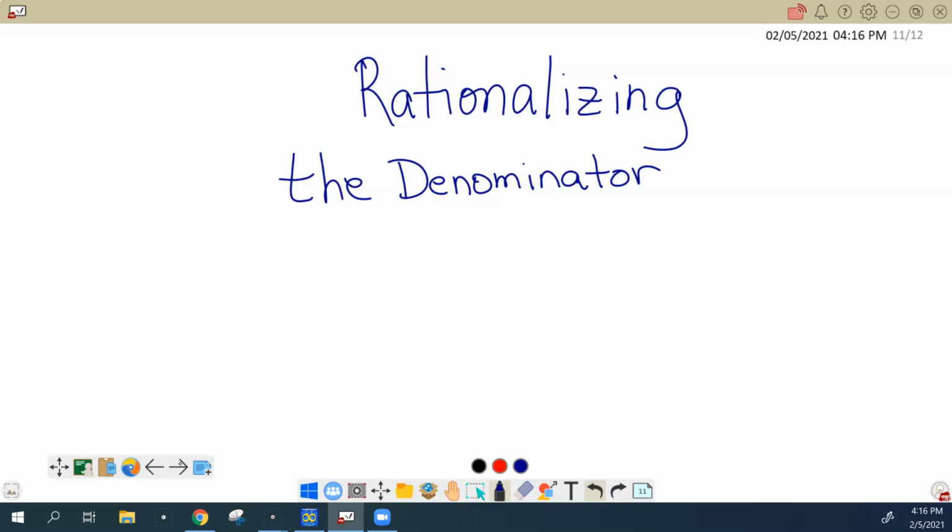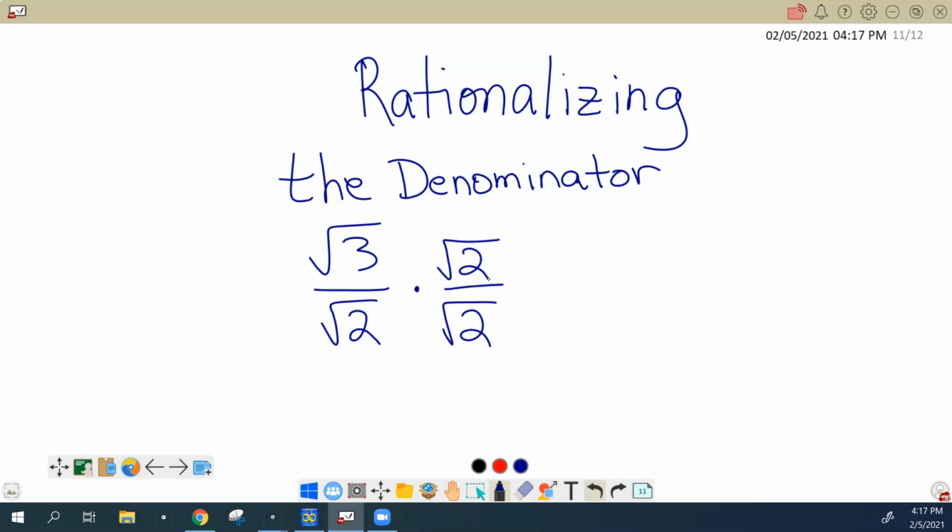Say, for example, we have the square root of 3 again, divided by root 2. Well, we want to get rid of that root 2 in the denominator. So we have to multiply this root by itself. But we can't just multiply the bottom by root 2 because that would change the value of the expression. We have to multiply by what we call a fancy form of 1.